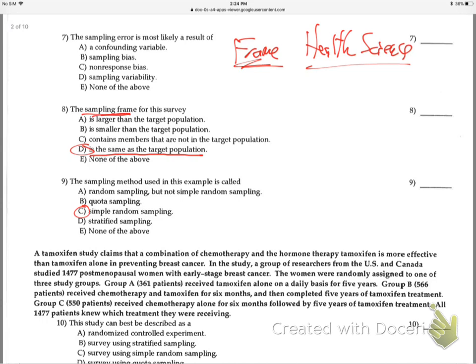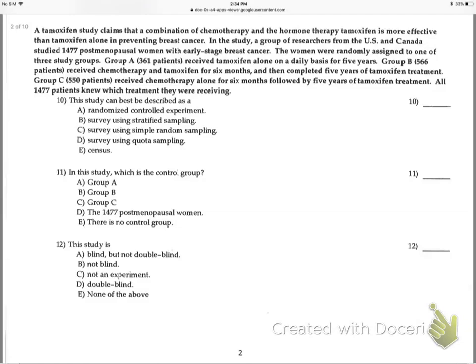All right, let's go on to number 10. Okay, a lot of words here. Let me see. I don't want to read them all. I'll go up as I need them. Let's go to the question. This study can best be described as, okay, I got to read it, I guess. So basically, they're doing this study.